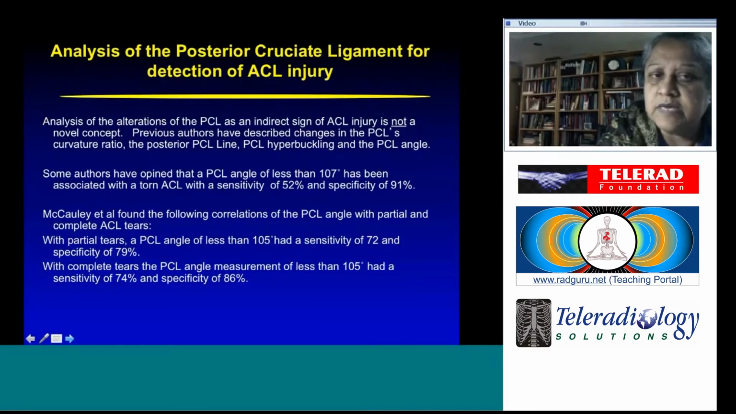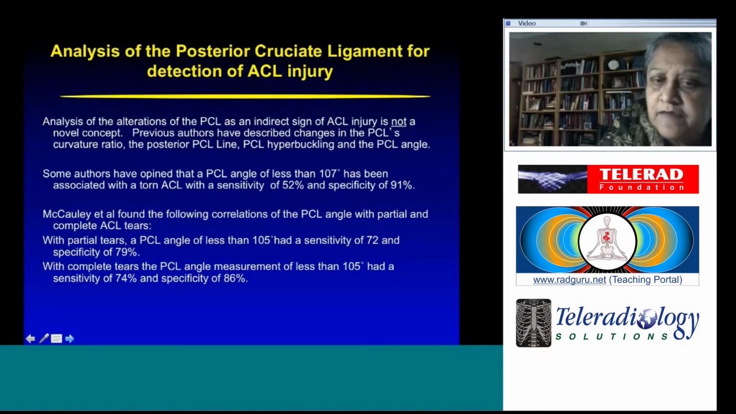Analysis of the posterior cruciate ligament, which we had talked about a couple of weeks ago, helps in detection of ACL injury. Now, this analysis of the alterations of the PCL as an indirect sign of ACL injury is really not a new idea. Previous authors have described changes in the PCL's curvature ratio, posterior PCL line, PCL hyperbuckling, and the PCL angle. Some authors have opined that a PCL angle of less than 107 degrees has been associated with torn ACL with a sensitivity of 52%, which is pretty poor, and specificity of 91%.